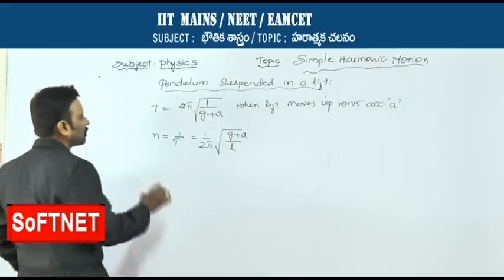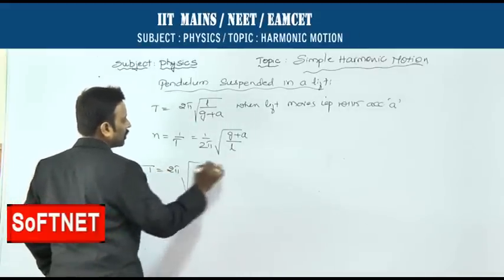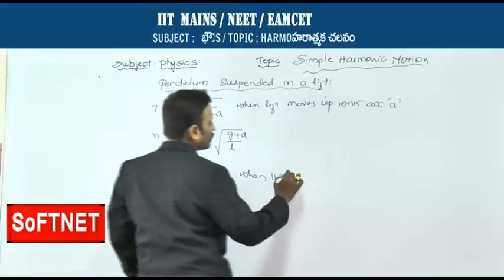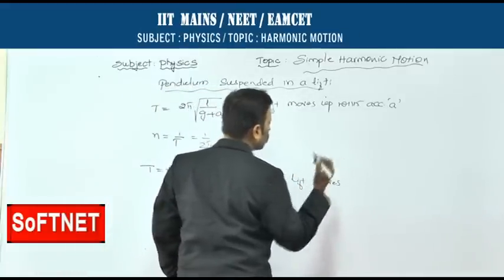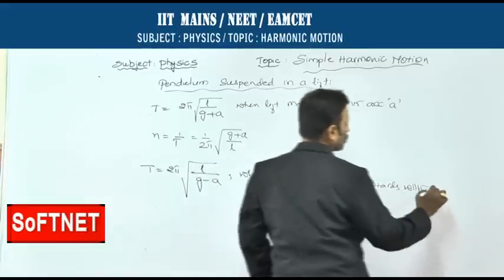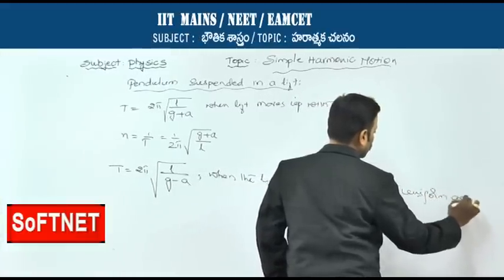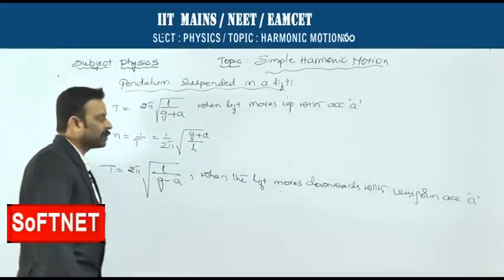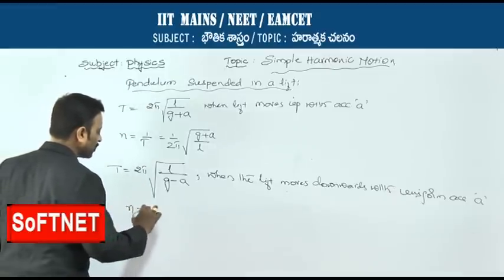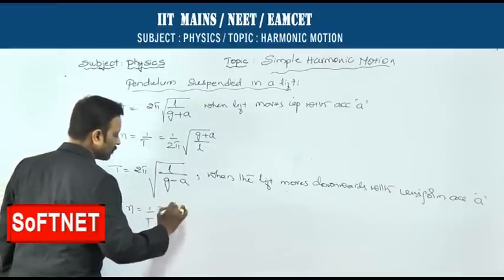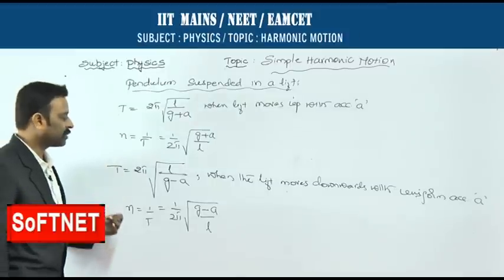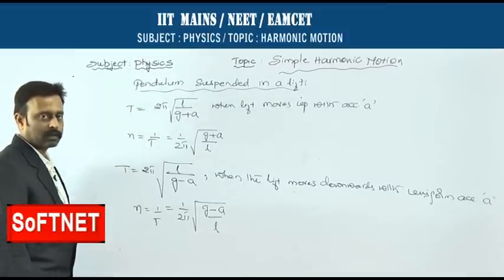Next, one more condition, T is equal to 2 pi under root L by g minus a when the lift moves downwards with uniform acceleration a. When the lift is moving downwards with uniform acceleration a, this is the formula for time period. As this is the time period, what is the frequency then? 1 by 2 pi under root g minus a by L. So, the formula for time period and frequency when the lift is advancing downwards with a uniform acceleration.